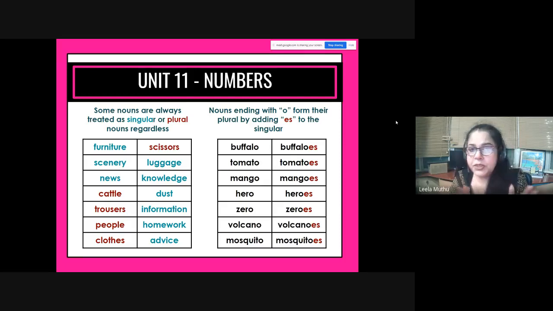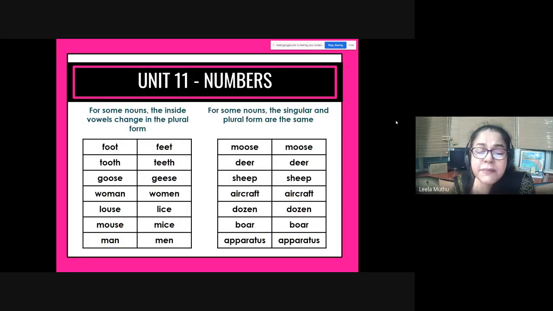Except for the few exceptions that you always get in English. You must remember that if you follow the basic rules, you're almost always going to be right. And of course, you have to learn the exceptions. Okay? Now you have, for some nouns, the inside vowels change in the plural form. Like I told you, foot, F-O-O-T.